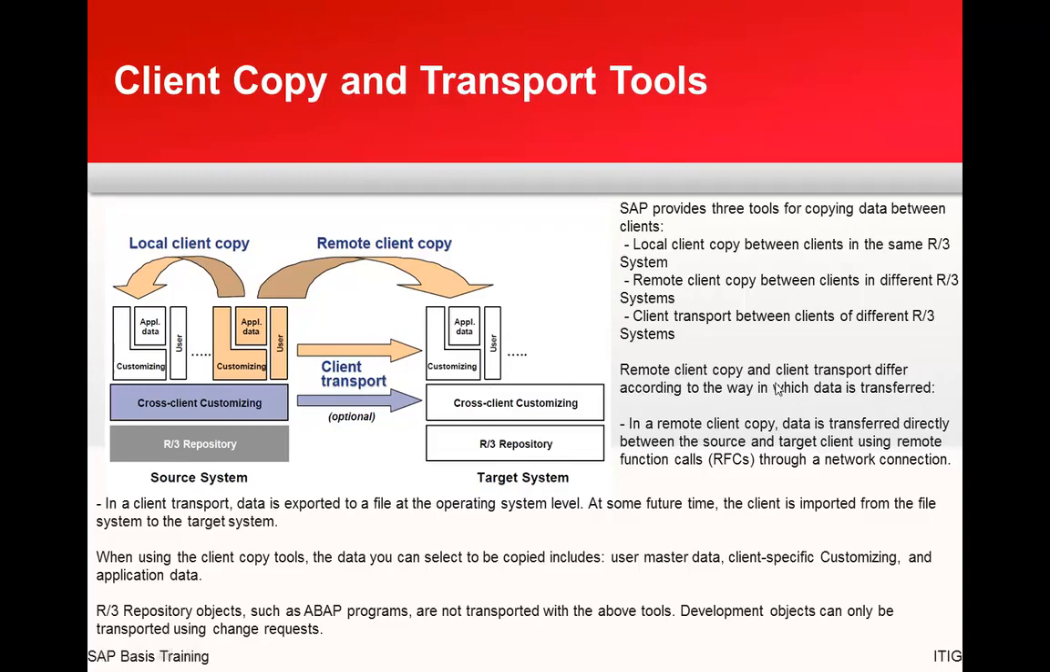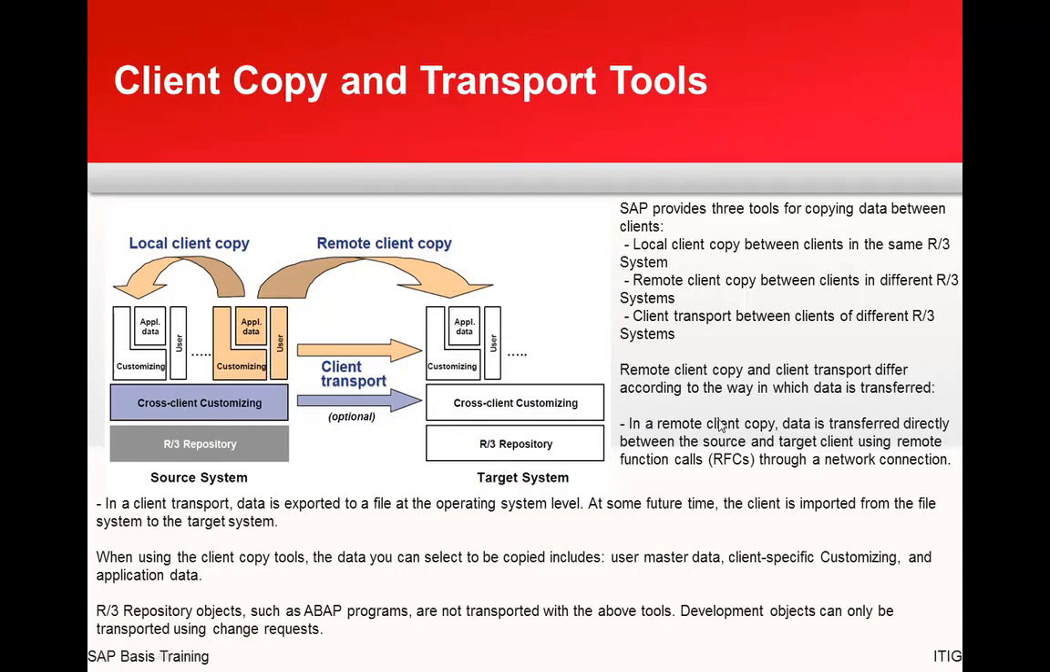So remote client copy and client transport differ according to the way in which data is transferred. Okay, so in both cases we are copying it, but it's a bit different. We'll go through that. In a remote client copy, data is transferred directly between the source and target using the RFC network connection. And in a client transport, data is exported to a file at the OS level, and at some future time the client is imported from the file system to the target system. So this is the difference between the two.